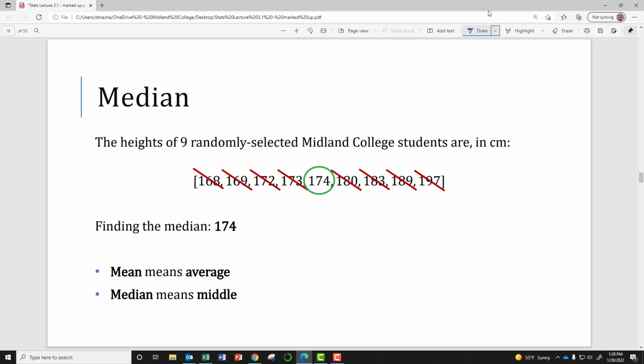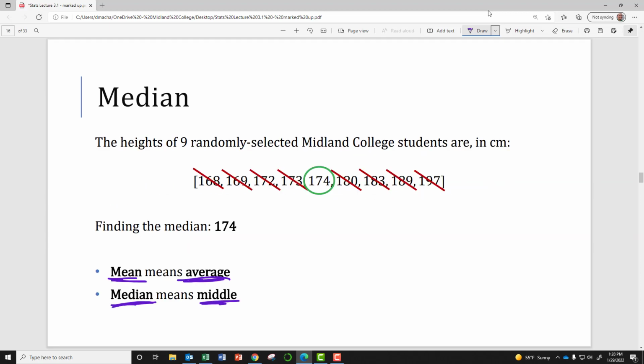So median means middle, and mean means average. So make sure you can keep these straight in your head. If you're asked for the sample mean, you just need to average the numbers. And if you're asked for the median, it means find the middle number after you sort them from least to greatest.